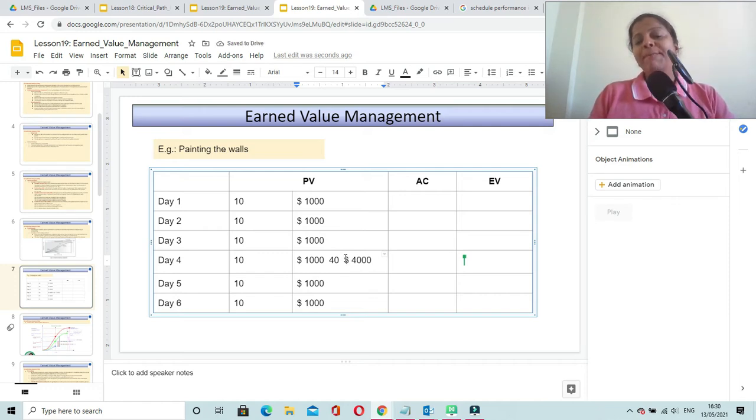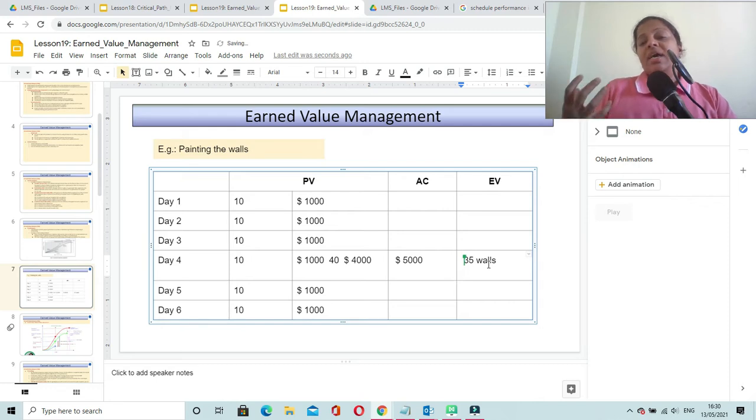So this is the planned value. This is what is planned. But the team is inefficient and they have consumed say $5,000. This is the actual money spent on the project by end of day 4. And earned value is, the team has completed only 35 walls. So the team is quite inefficient and they have completed only 35 walls by end of day 4.